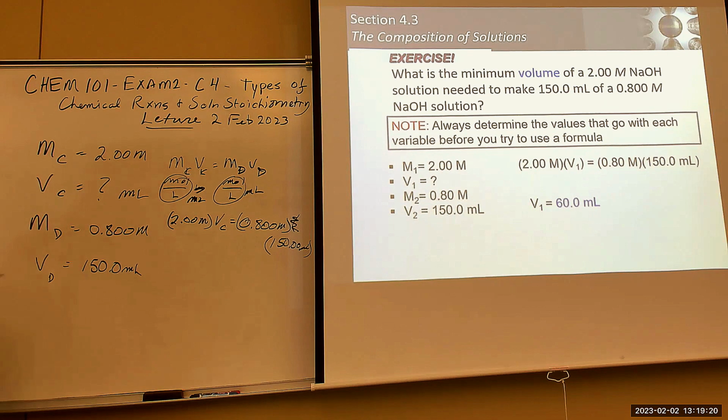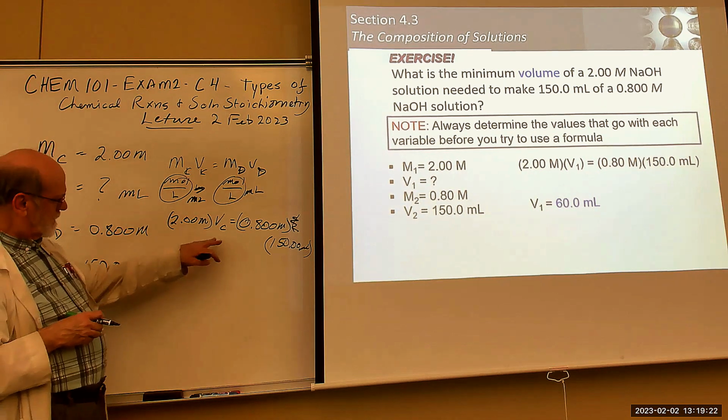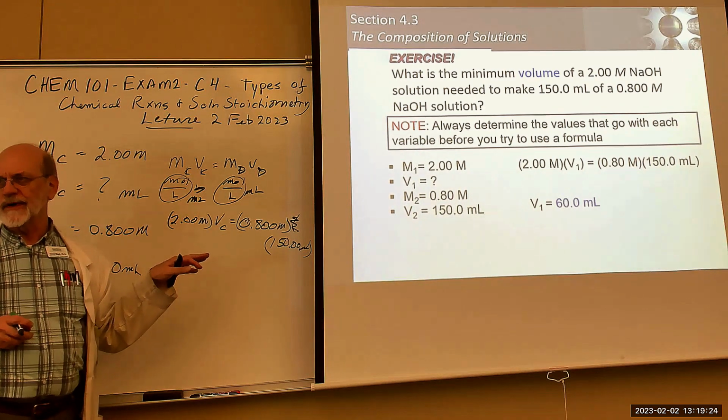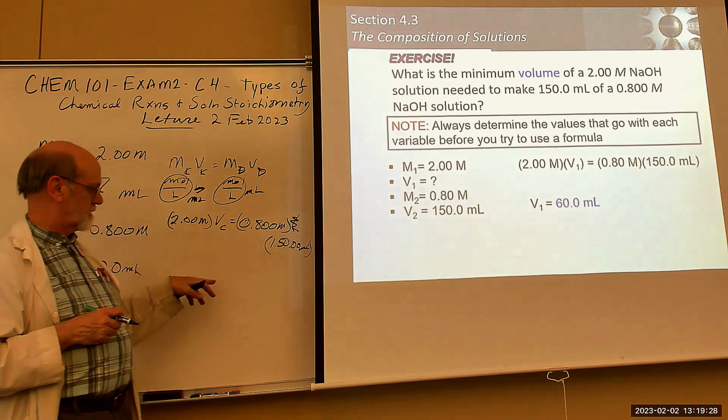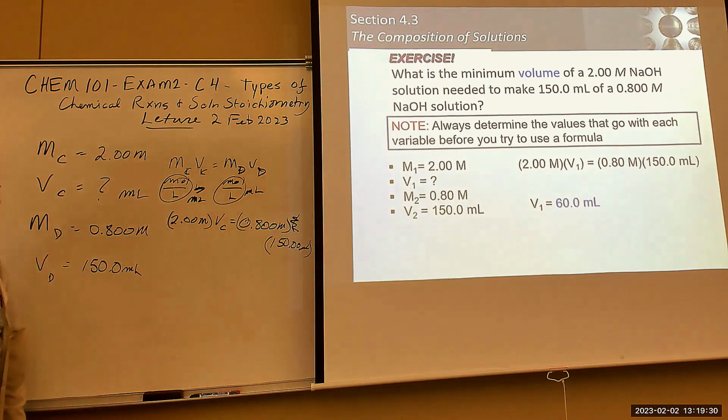Now, does that make sense? Let's see. 60 times 2 is about 120, right? So what's 150 times 0.8? Yeah. So we're good. We're in the ballpark.